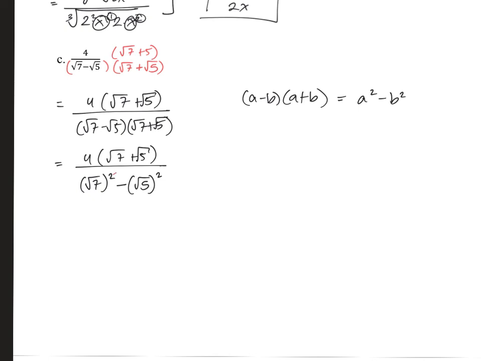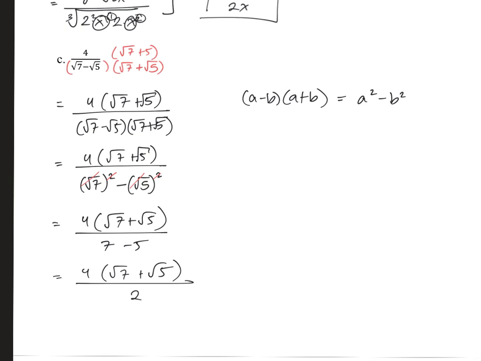Once we've done that, the square cancels with the root. And I'm left with 4 times root 7 plus root 5 all over 7 minus 5. What's 7 minus 5? Well, that is 2. Okay, can we simplify anything? Yes, we can. The 4 and the 2 can cancel, and I'll be left with a 2 there. And finally, I have 2 times root 7 plus root 5. And that's it.